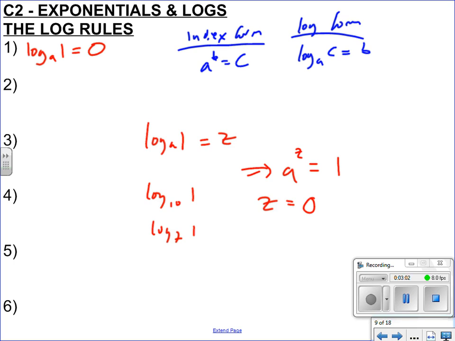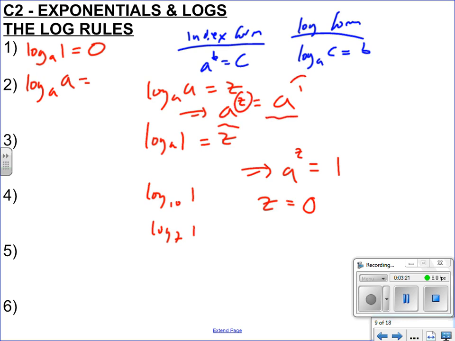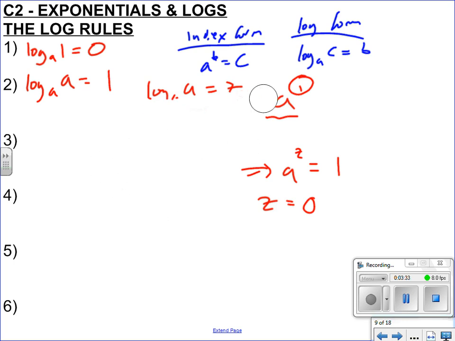Alright? Important property. Log base a of a, what's that going to be the same as? So let's do it again. Log base a of a equals z. So base, power, result. a to the z must equal a to the 1. Base is the same, so therefore powers are the same. So z must be 1. So log base a of a must be 1 because a has been raised to the power of 1 to get the result of a. So there you go, and 2 important results there.